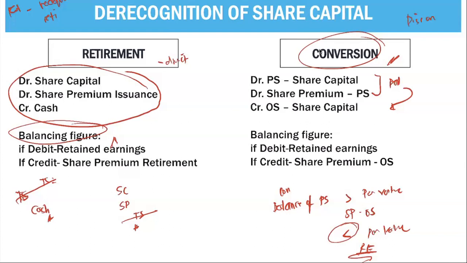For our next session, we will discuss the other part of shareholders' equity, that is your earned capital, and then finally recapitalization. That's it for this session.